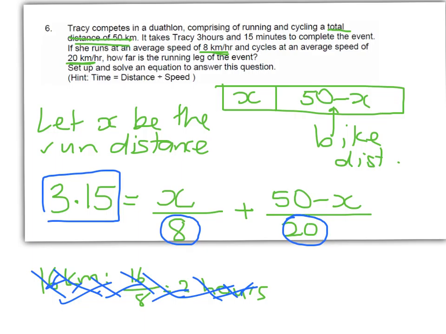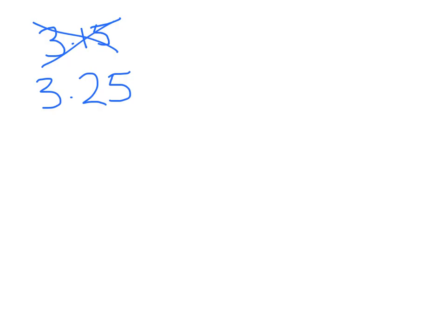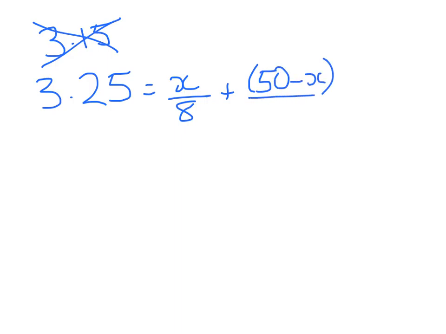So what I've got here is an equation of an algebraic fraction where I have to get a common denominator. So I'll do that on a new slide. Now I've made a big mistake. I'm hoping someone's picked it up. 3.15 is wrong, right? Because it's 3 hours and 15 minutes. So a very stupid thing to do, never mind. Fixing that up. Now 3.25 is equal to x over 8 plus 50 minus x over 20.